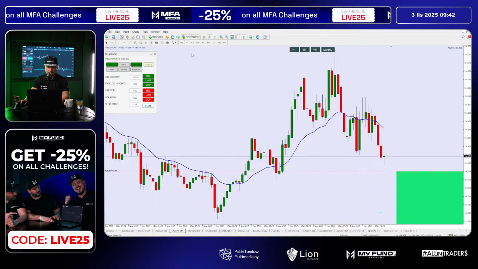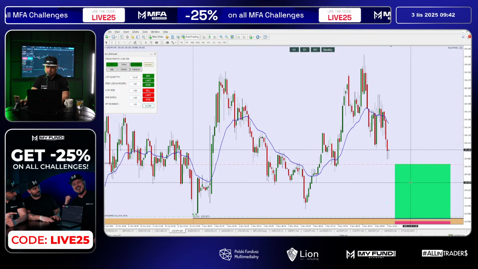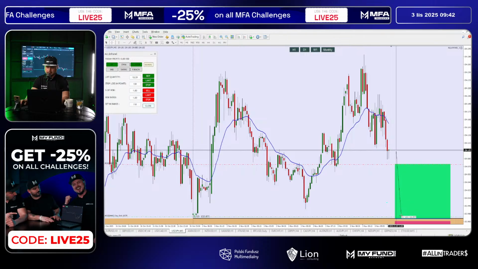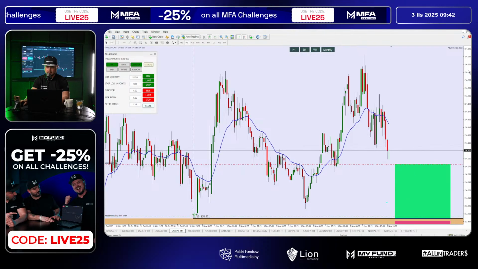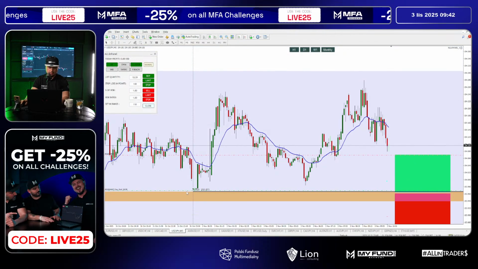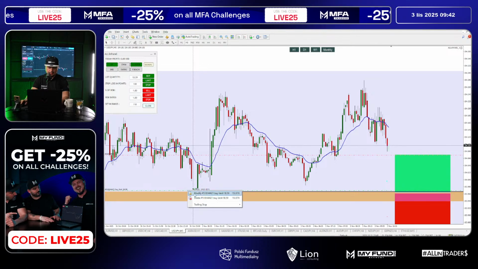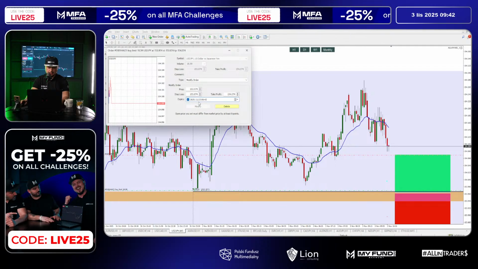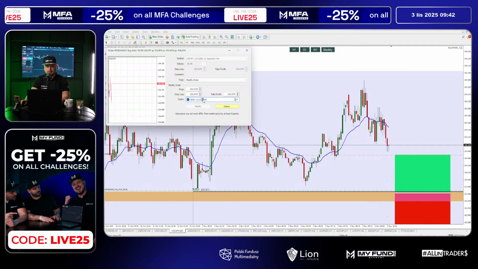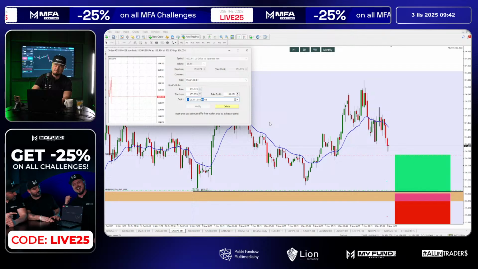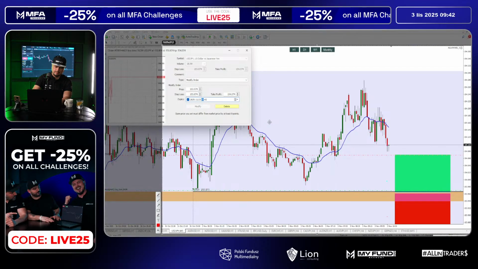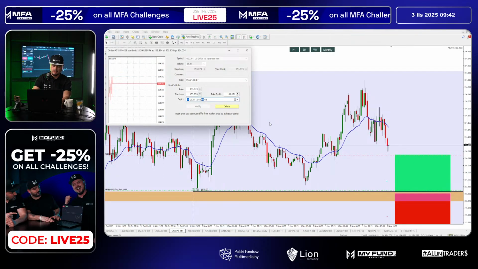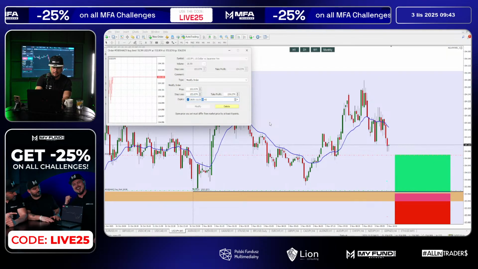Not yet. We are still about 15 pips away from our position. 12 pips. So we're gonna have to wait for that. And of course, on MT4, I can set an expiry date. So 3rd of November. Let's say till 2 p.m.